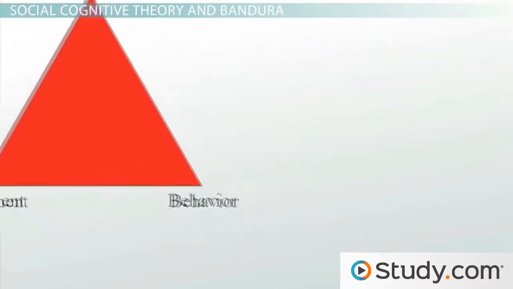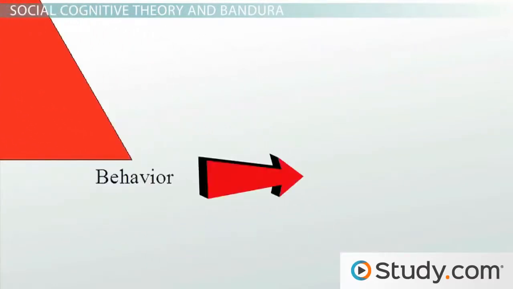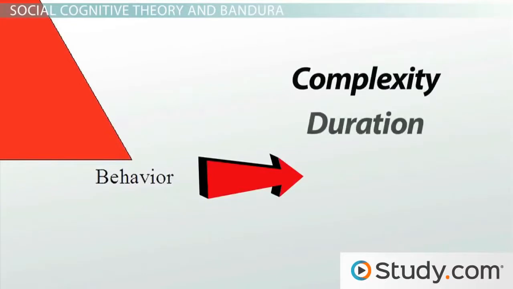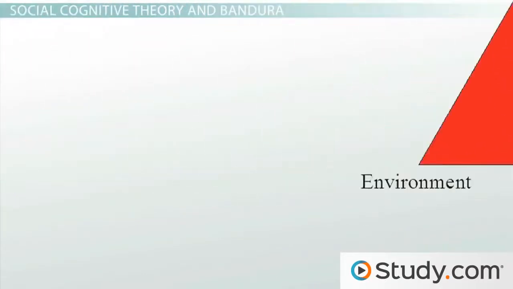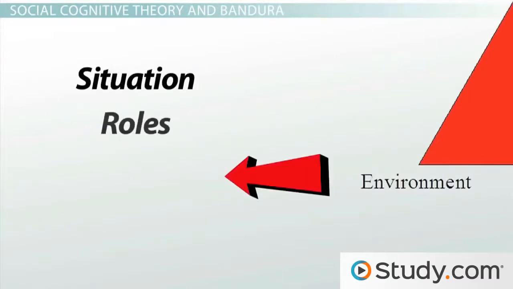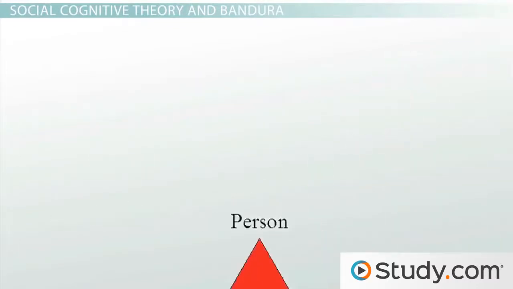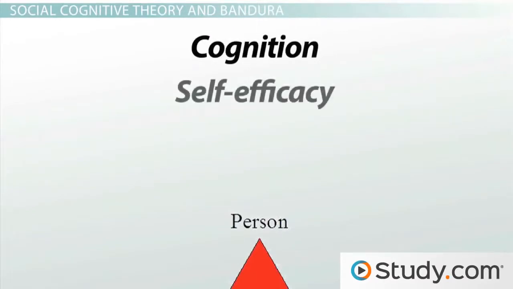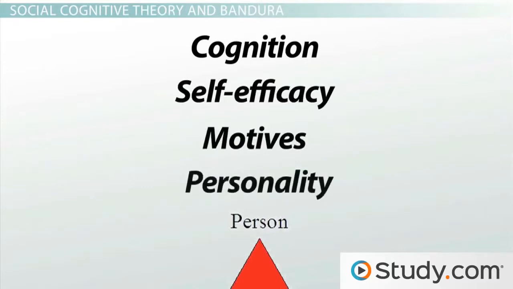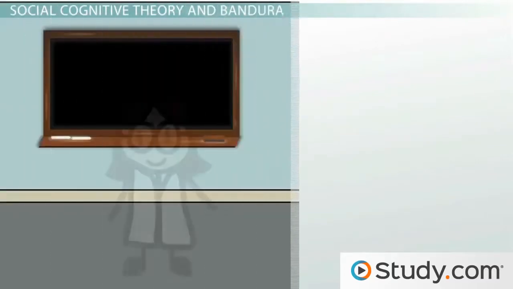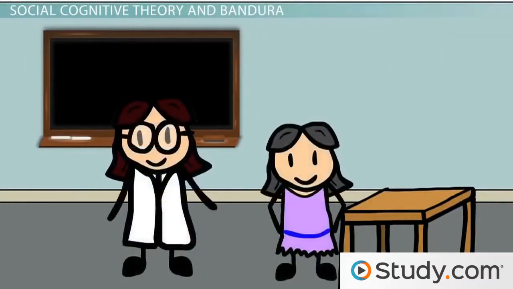In the model, B, or behavior, refers to things like complexity, duration, skill, etc. The E stands for environment, and it's comprised of the situation, roles, models, and relationships. P, or person, is comprised mainly of cognition, but also other personal factors such as self-efficacy, motives, and personality. Here's a classroom example to help make this point more clear.